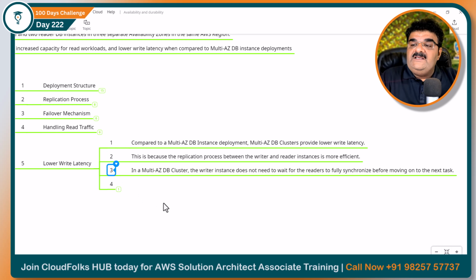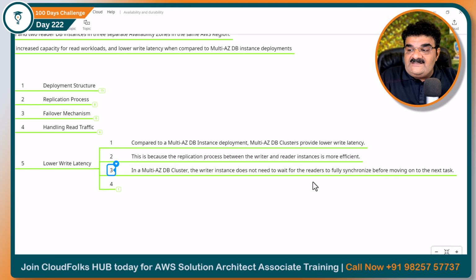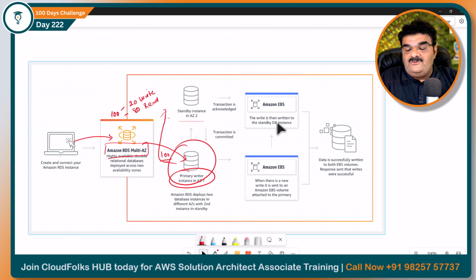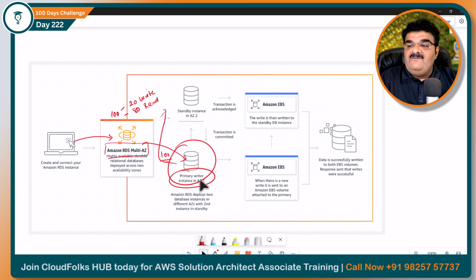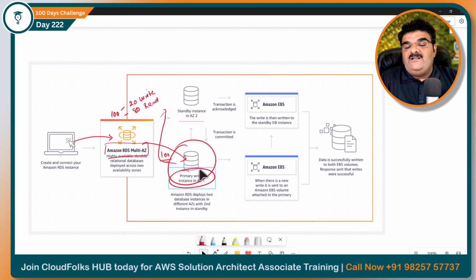How? In multi-AZ DB cluster, the write instance does not need to wait for the reader to fully synchronize before moving to the next task. To understand this line, you have to watch the previous video. In the previous video, I already explained this through this particular picture. When you write anything onto the primary, it is going to synchronize with the secondary, and then it is going to get acknowledged. Once the transaction is confirmed, when you get the committed message, then it is going to handle another request.